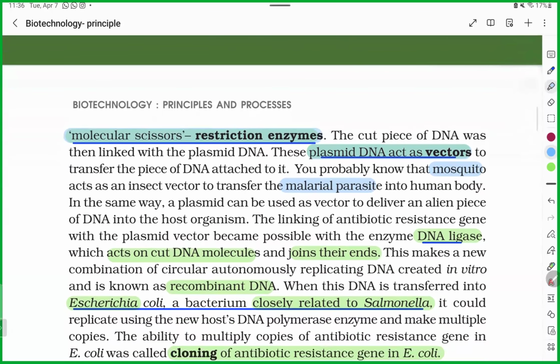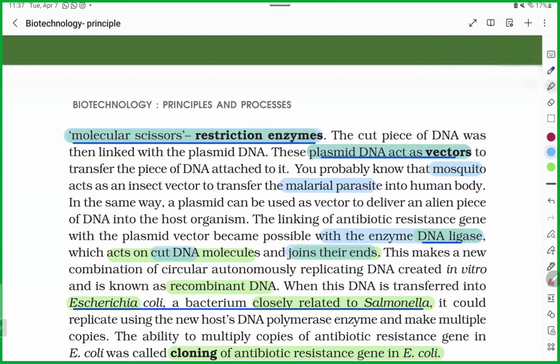And if you link the antibiotic resistance gene with the plasmid vector, it is possible with the help of the DNA ligase enzyme. So what is the role of ligase enzyme? It attaches plasmid DNA and alien DNA together. Correct? And this will act on the cut part of DNA and join the ends.